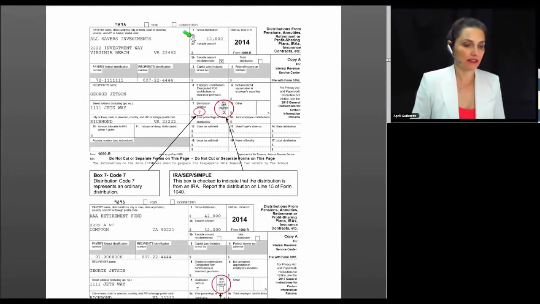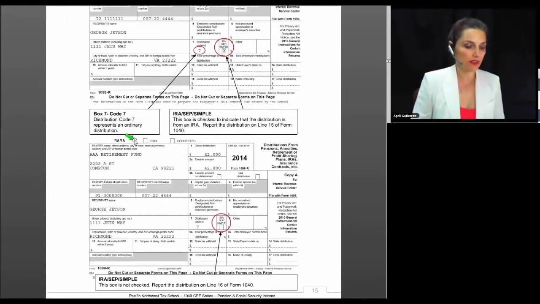So we're going to move on now to the next document that he received, and you can see it is a 1099-R for $12,000, taxable amount not determined. It shows a distribution code of 7, which means it's not subject to any kind of early distribution tax. The IRA box is checked. That tells us that we're going to use Form 8606 because it is an IRA, and we're also going to report the distribution on line 15 of the 1040.